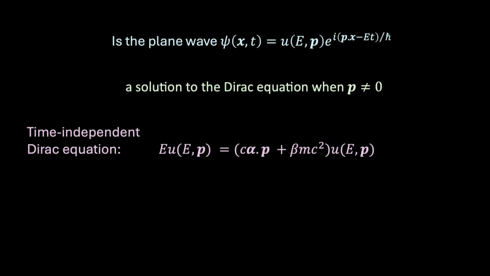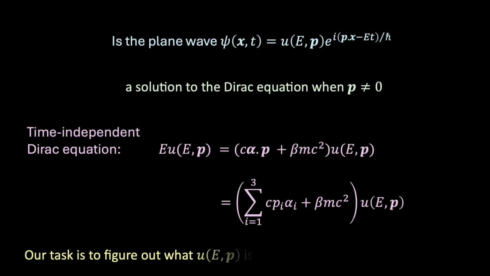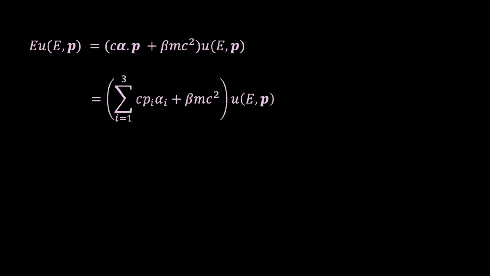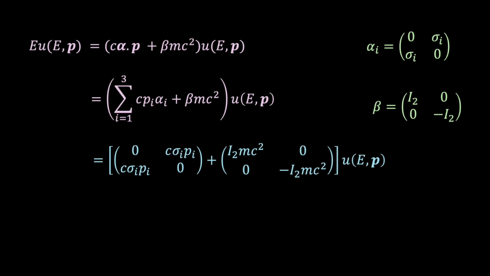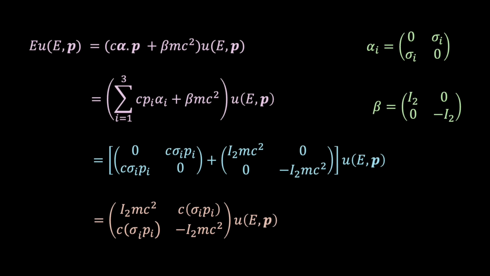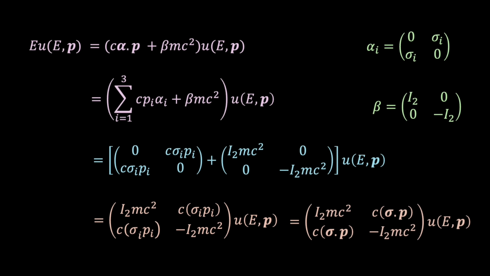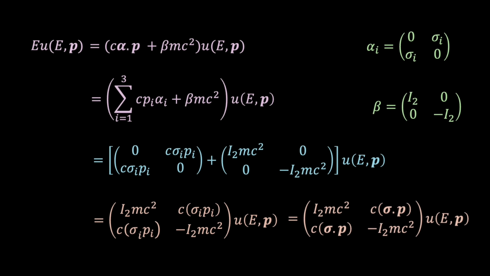And we can then write this as a sum over the spatial indices where i equals 1, 2, 3 corresponds to x, y, z. And then our task is to figure out what the spinor u looks like in the case where p is non-zero. To proceed, we will sub in the explicit matrix representation of alpha and beta. Substituting these into our equation gives the following block matrix form, and if we then add together the matrices and rewrite sigma and p as a dot product, we find the following compact expression.